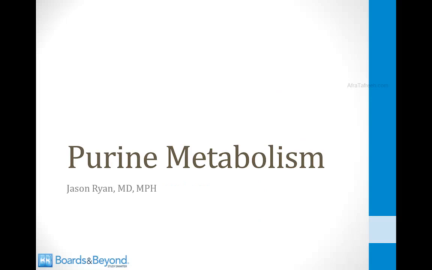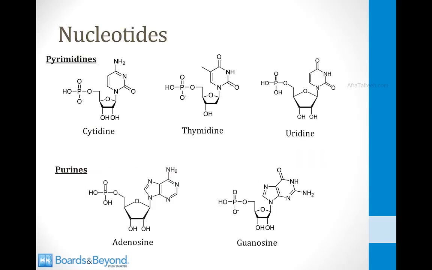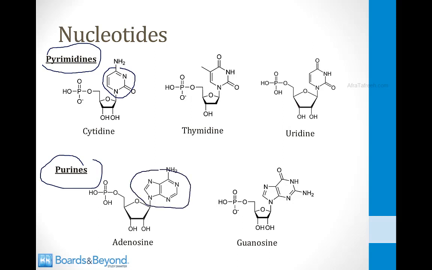Hi, everybody, and welcome to our module on purine metabolism. Nucleotides are the building blocks used to assemble DNA and RNA, and there are two subtypes of nucleotides. There are the pyrimidines and there are the purines. The pyrimidines have a single ring in their nitrogenous base, and the purines have two rings in their nitrogenous base. And in this module, we're going to talk about the biochemical synthesis of the purines, adenosine and guanosine.